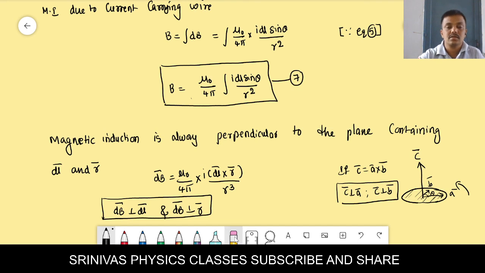Any doubt, students? If C bar equals A bar cross B bar, C is perpendicular to A bar and B bar. If dB equals dl bar cross r bar, then dB is perpendicular to dl and dB is perpendicular to r bar.